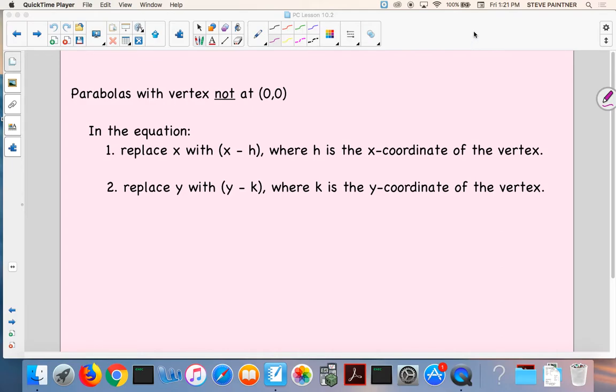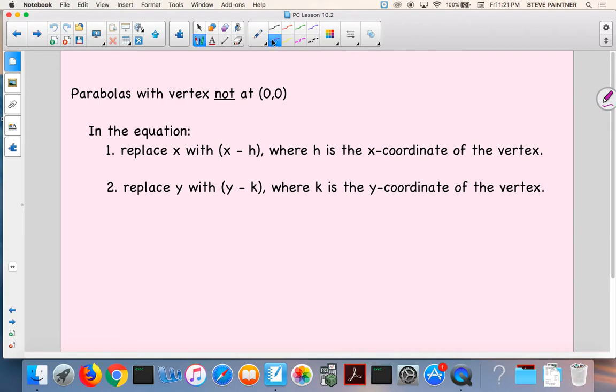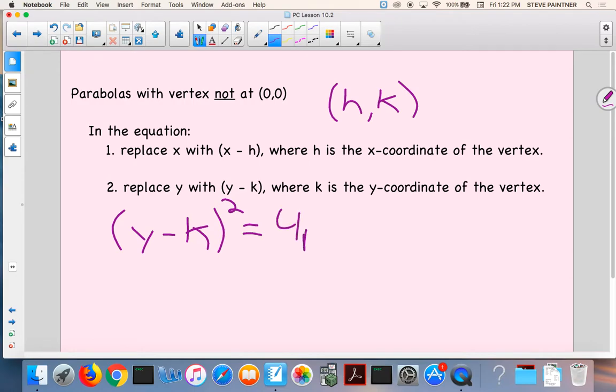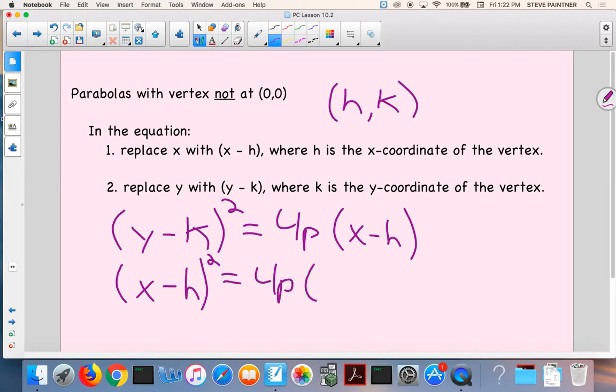So for our equations, when we have a vertex that's (h, k), it affects our equations like so. If we have the y squared version, this is how it affects it. If we have the x squared version, it affects the equation in an analogous way.